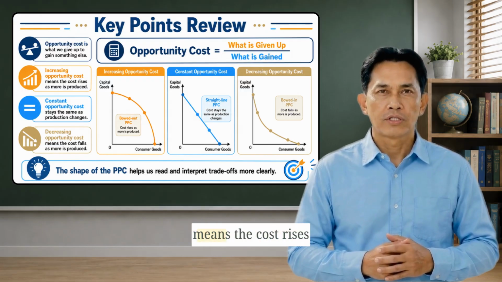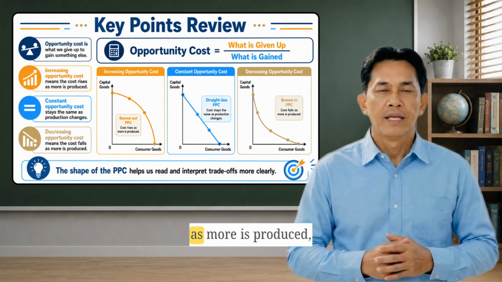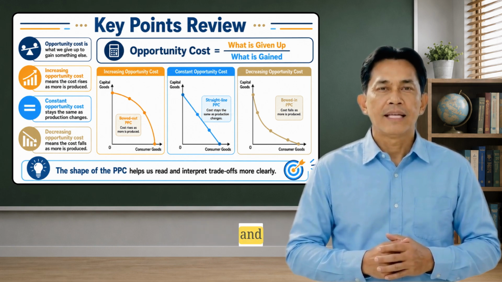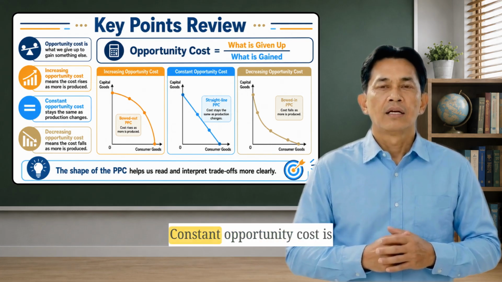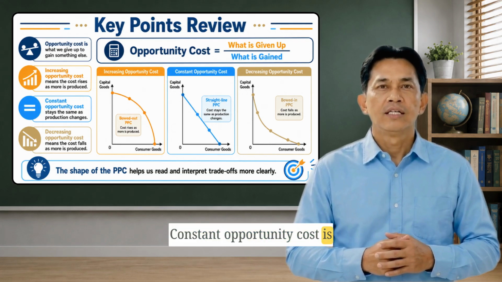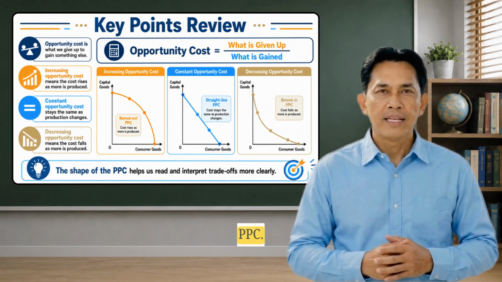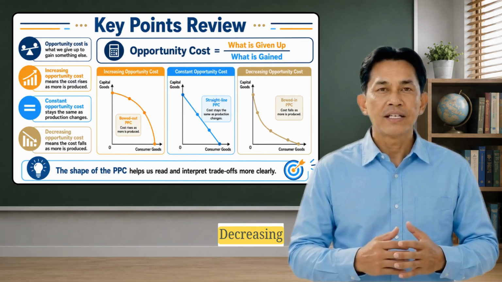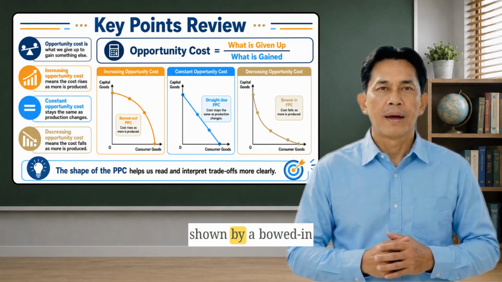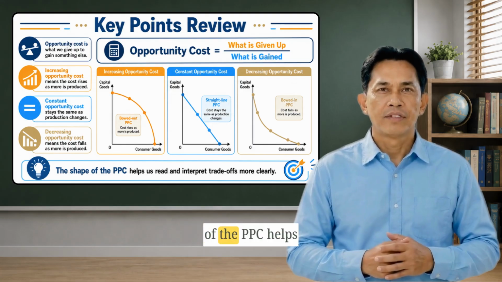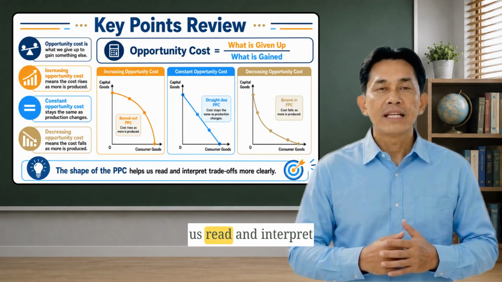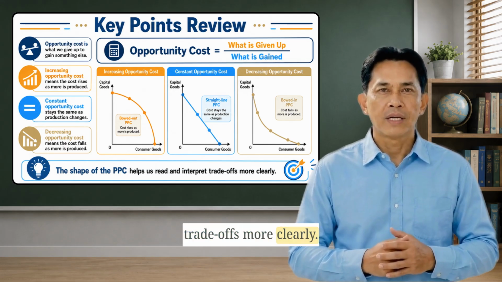Increasing opportunity cost means the cost rises as more is produced, and it is shown by a bowed-out PPC. Constant opportunity cost is shown by a straight line PPC. Decreasing opportunity cost is shown by a bowed-in PPC. The shape of the PPC helps us read and interpret trade-offs more clearly.